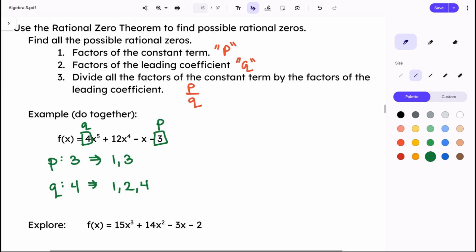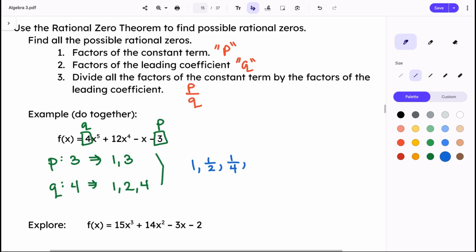Okay, now what we're going to do is set this up. So we're going to put P's over Q's. So these top numbers, the 1 and the 3, those are going to individually be divided by all the Q numbers that you have. I always start with the 1, and I take 1 divided by all the numbers down here. So 1 divided by 1 is just a 1. 1 divided by 2 would be a half. And then 1 divided by 4 would be a fourth.